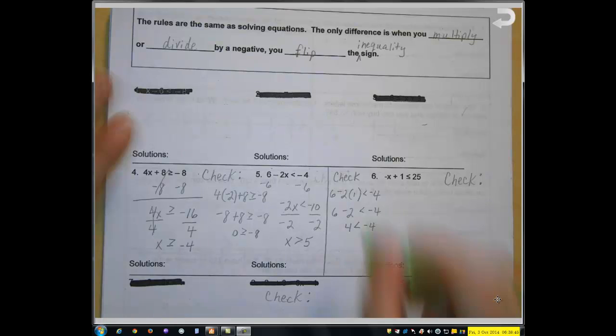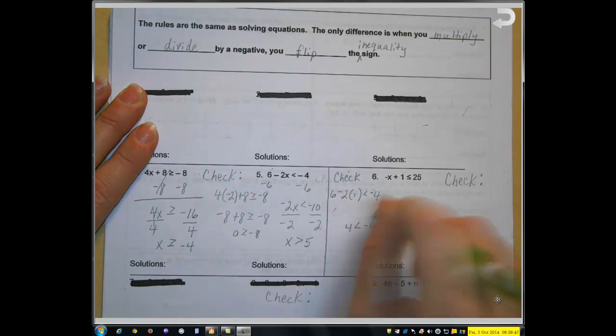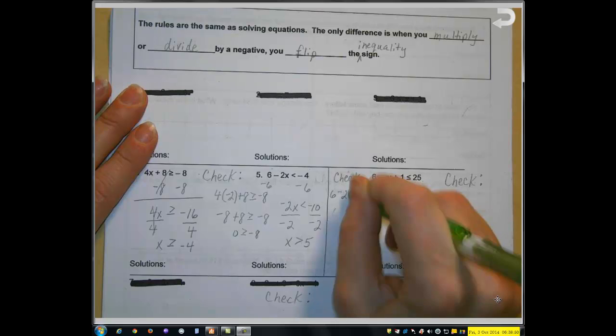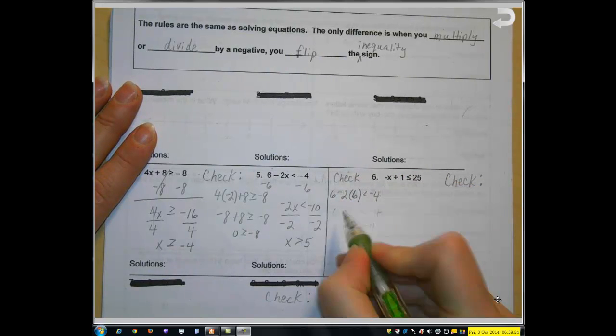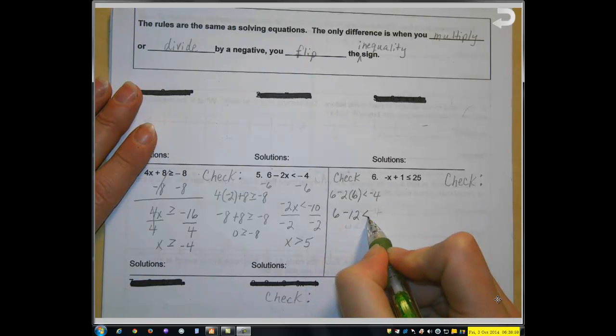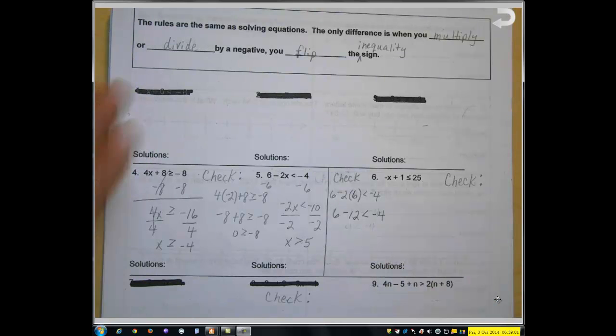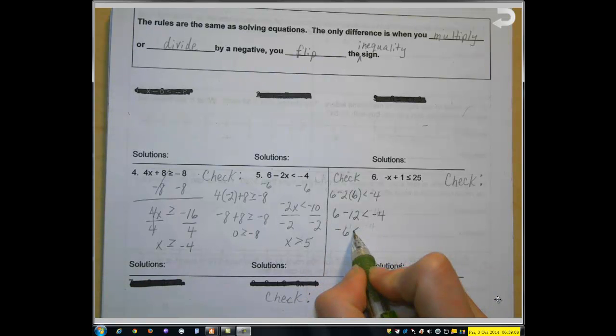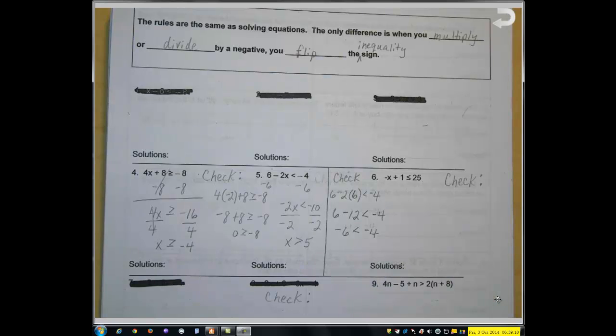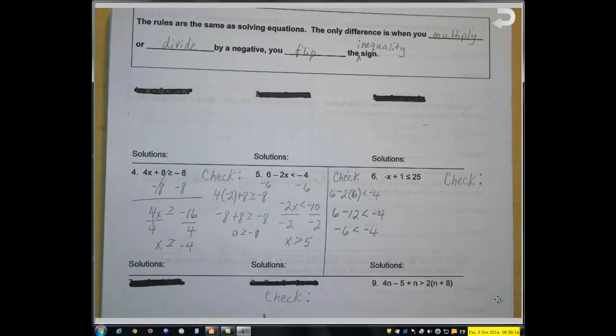So now let's try a number greater than 5 in our check and see if that works. So 6 is greater than 5. 6 minus 12 is less than negative 4. 6 minus 12 is negative 6. Negative 6 is less than negative 4. That is true because negative 6 is to the left of negative 4.